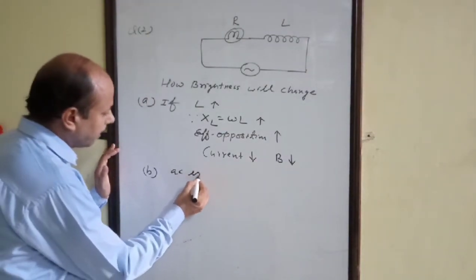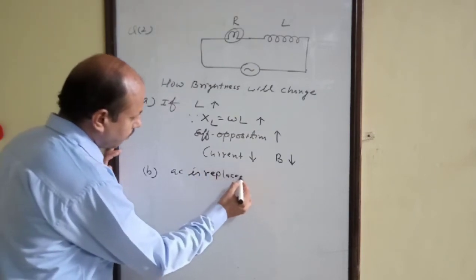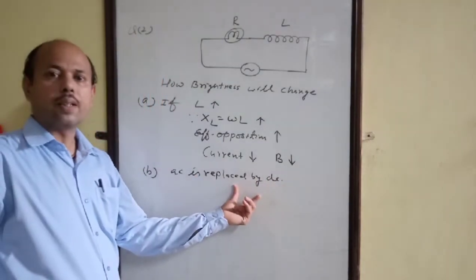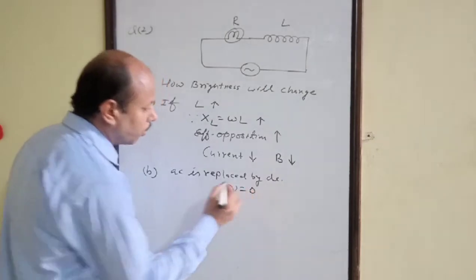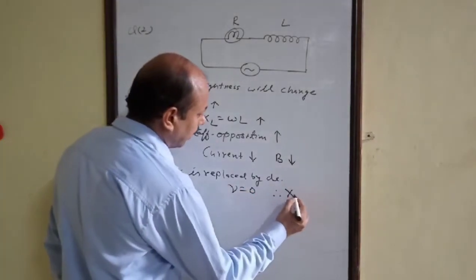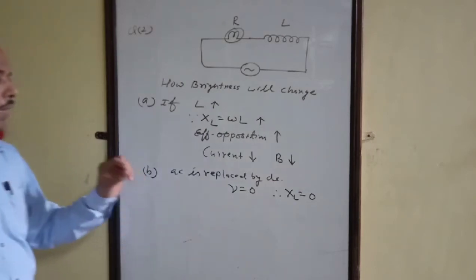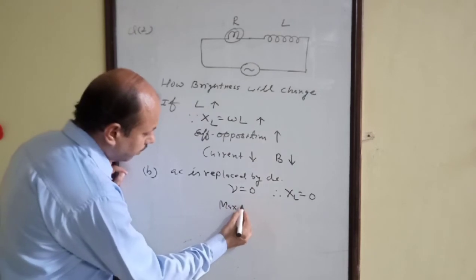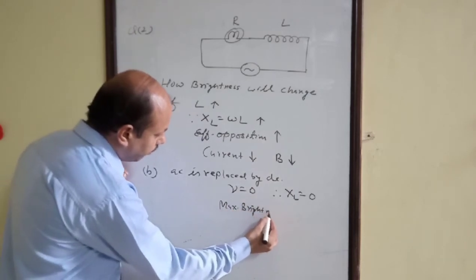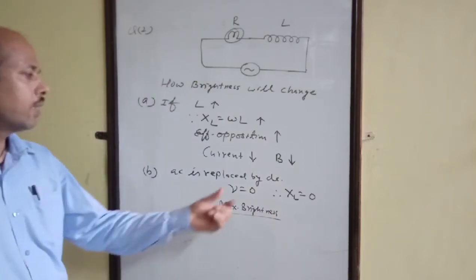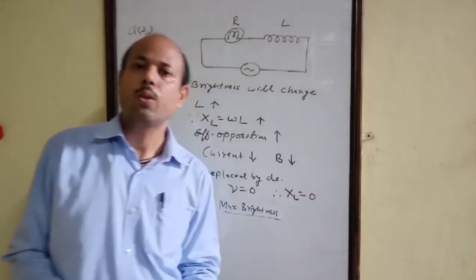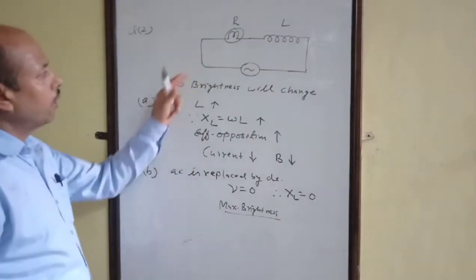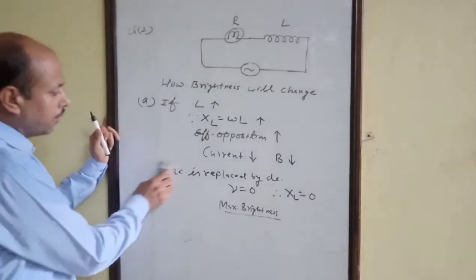AC is replaced by DC. So nu equals 0, and therefore XL will be 0, and hence the bulb will glow with maximum brightness. Since XL will be 0, the bulb will glow with maximum brightness. So by using the formula, we can solve this type of question very easily.